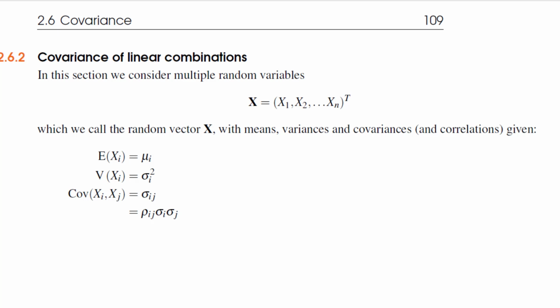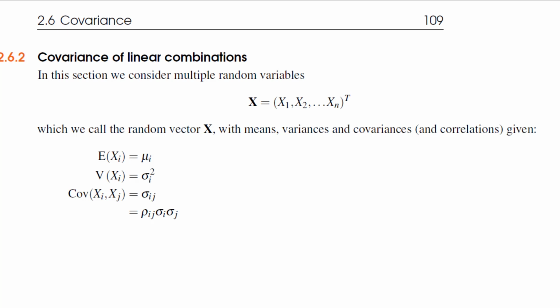Now, we're going to define these variables. Mu i would be the expected value of xi. Same for the variance. Now, the new notation is this one: the covariance between xi and xj, we're going to call it sigma ij, like a shorthand notation. And rho ij is going to be the correlation. And we know that the covariance is the correlation times the standard deviations. That's just by definition.